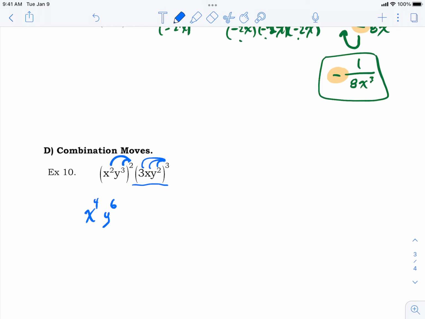But in this case, I can sort of go 3 cubed. Well, what's that? That's a 27. I suppose I'll put a times there. X to the cubed, y to the, and again, multiply your 2 times 3 to get a 6.